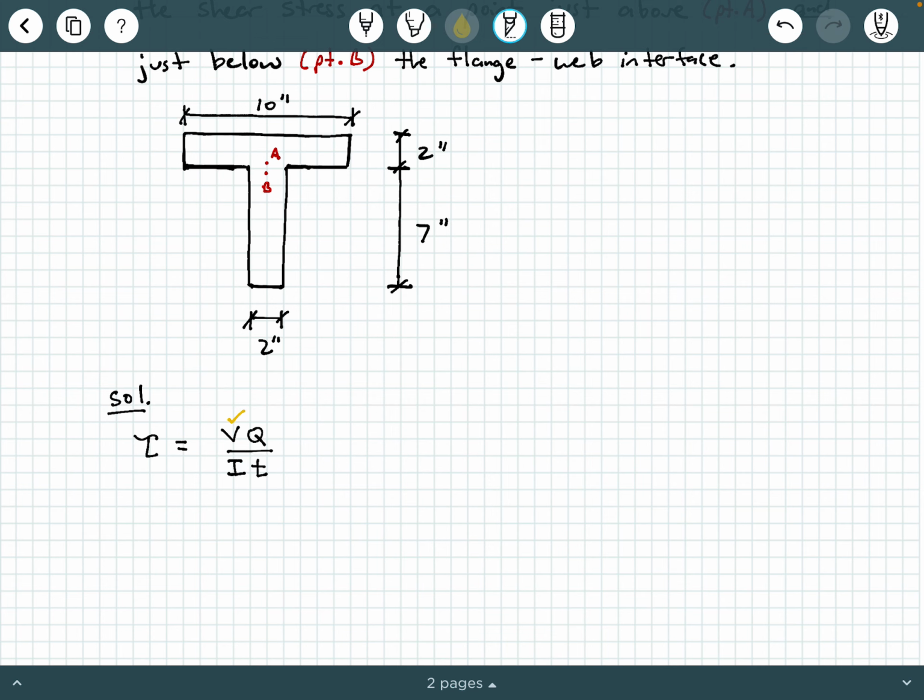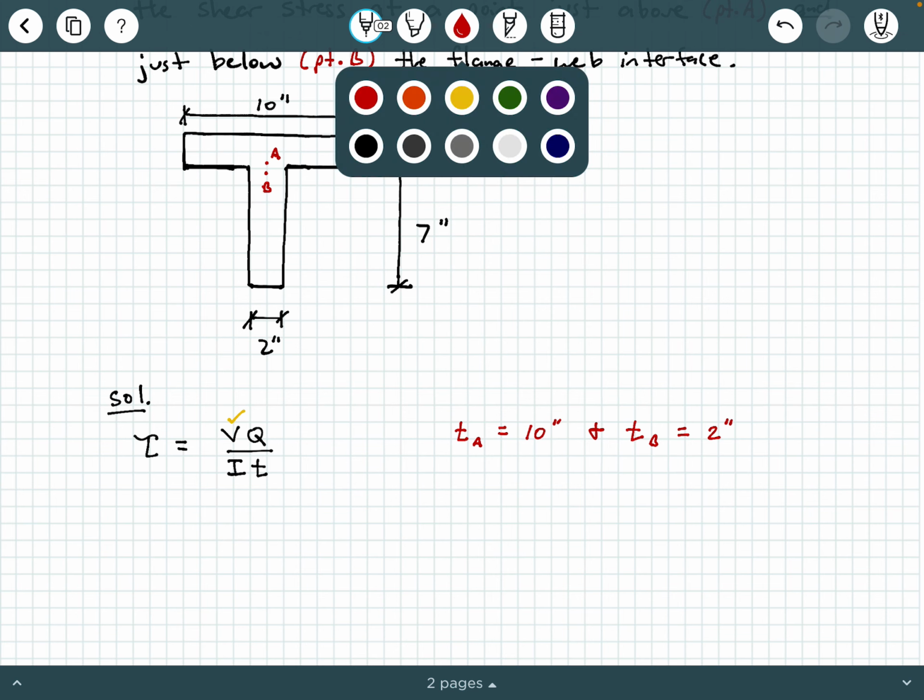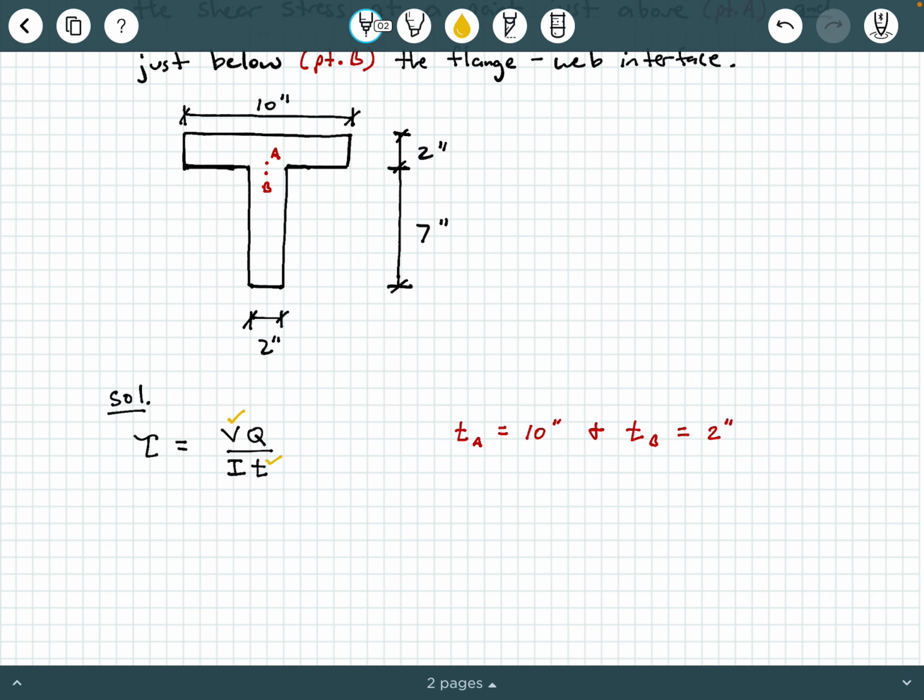So when we are calculating the shear stress for point A right here, we're going to be barely into the flange, which means the thickness we're going to use is 10 inches. When we're interested in looking at point B, we're going to be barely into the web, and for that point, we're going to use a thickness of 2 inches. So I'm going to make a note here. I'm going to say the thickness when we're looking for the stress at point A is going to be 10 inches, and the thickness when we're looking at the stress at point B is going to be 2 inches. So I'm going to use each of those values to calculate my 2 shear stresses that I'm looking for.